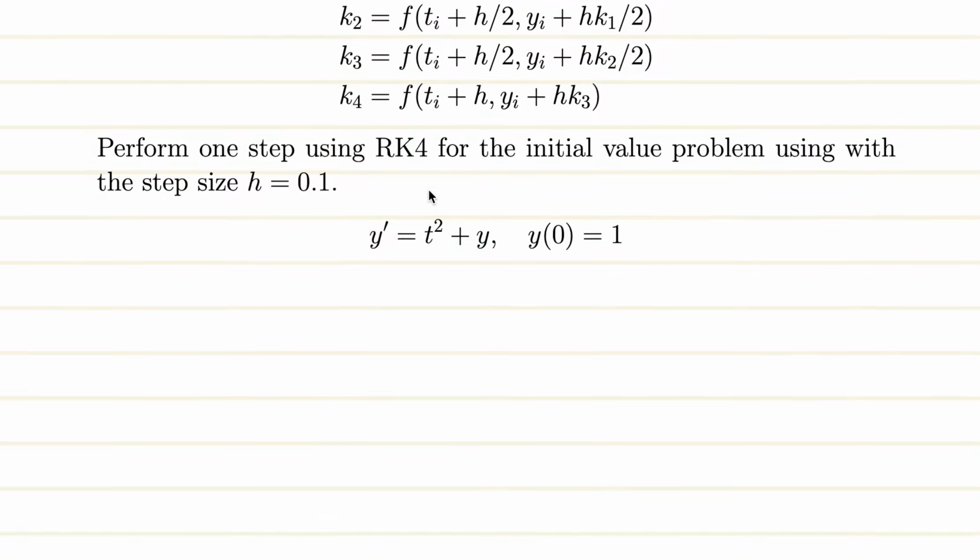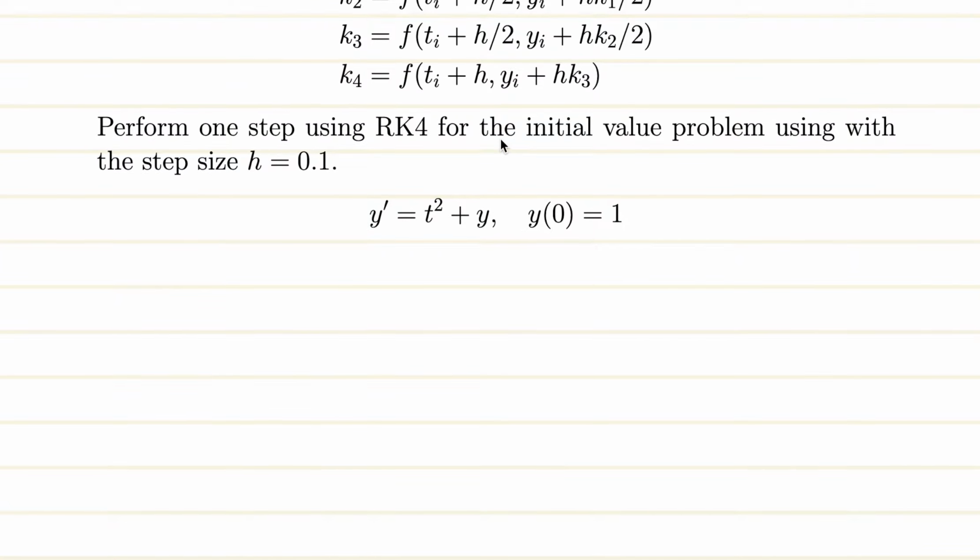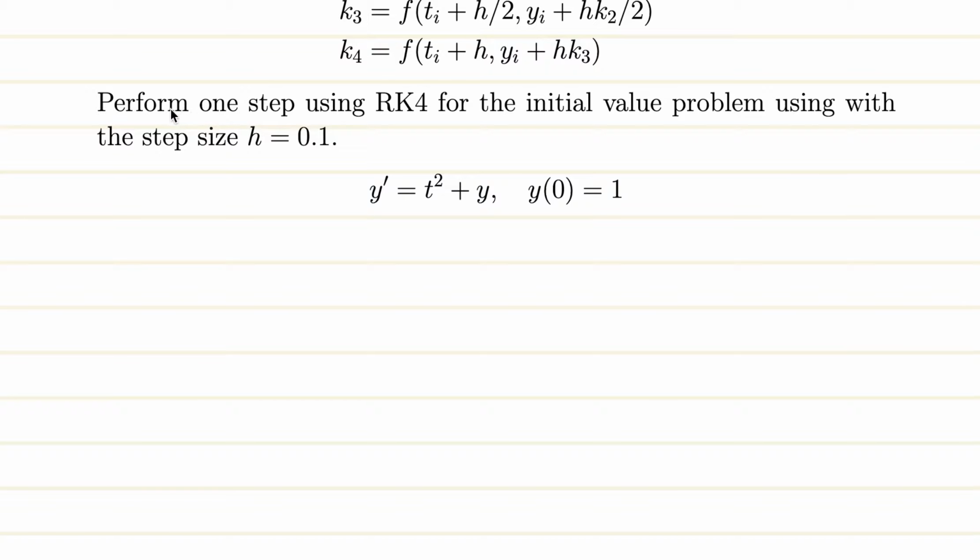So let's use this fourth order Runge-Kutta method to perform one step, okay, with the step size of 0.1. So we have an initial value problem. This is dy over dt equals some function f of t, y, and y at 0 equals 1. So the very first point is t0, y0.